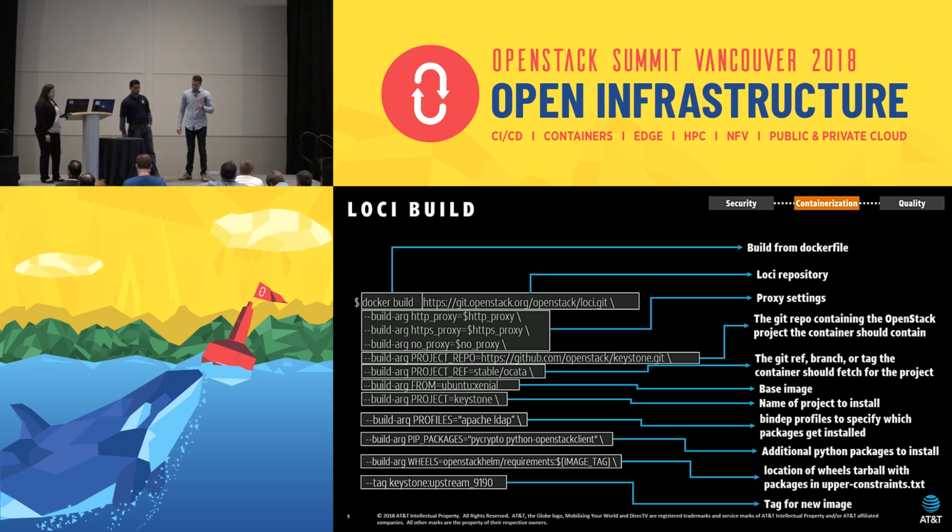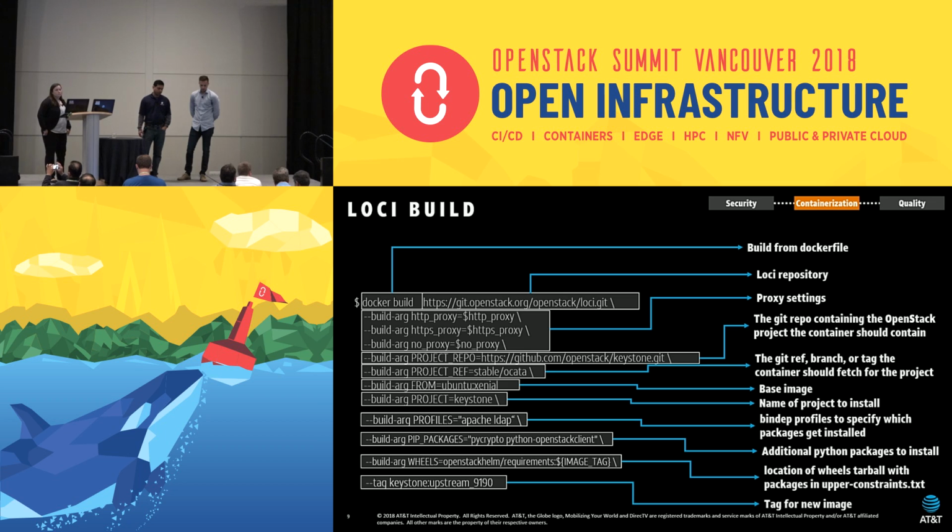Then we have the project repo, which is the project you basically want to build and get included in the image. The project ref is the branch or the git ref. So if you are putting this in a CICD environment, that would be your ref spec, your Gerrit ref spec, for example. The next one you can see is from Ubuntu Xenial. That is the base image that is required for building the container. In this case, we are using just the upstream Ubuntu Xenial, but it can be any of your custom Ubuntu images.